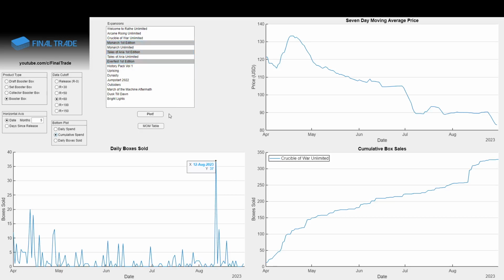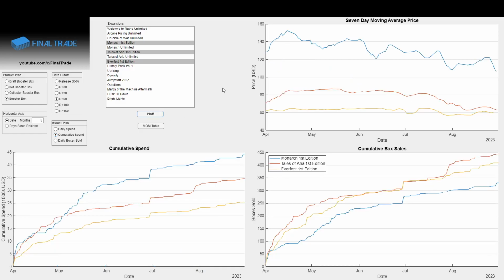So if we come back over here, we'll switch this to the next 3 and of course the first edition versions, and you can see the price coming down the same as we did the first 3 unlimited boxes. And then we get out to Tales of Aria and Everfest first editions, where the supplies were higher, and so they really didn't enjoy that uptick in price from about November through April.